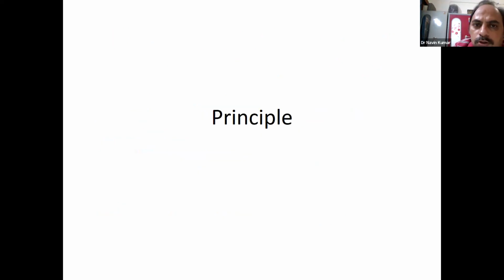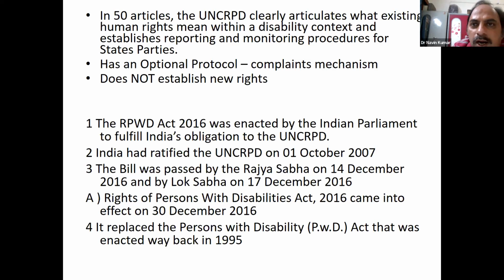So coming to the principle: in 50 articles, it sets out what existing human rights mean within a disability context, and establishes reporting and monitoring procedures for state parties, and there is an optional protocol on complaints. It is not establishing any new right, just reinforcing the rights. So in line with this obligation, the RPwD Act was notified by the Indian Parliament, and India had ratified the UN convention in October 2007. Rajya Sabha passed it in 2016, and then Lok Sabha on 14 and 17 December respectively, and on 30 December it came into being.